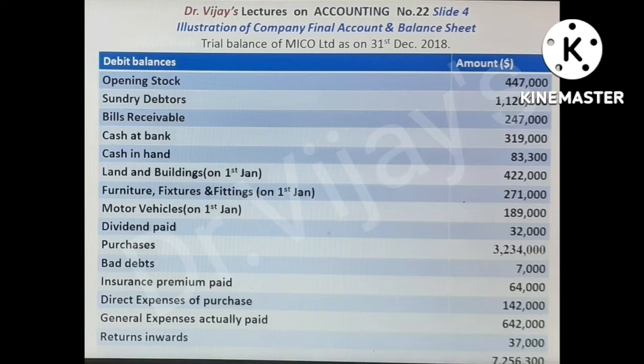Then sundry debtors, bills receivable, cash at bank, cash in hand, land and buildings on 1st January, furniture, fixtures and fittings on 1st January, motor vehicles on 1st January, dividend paid. That is dividend paid to shareholders during the year, during 2018. Purchases, bad debts, insurance premium paid, direct expense of purchase, general expenses actually paid, returns inwards. The total of debit balance is 7,256,300.